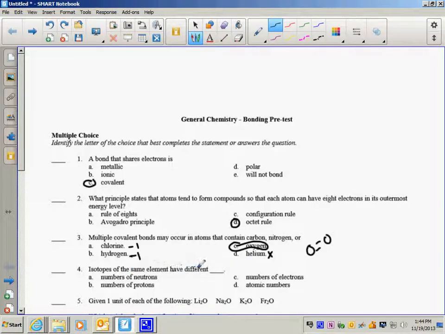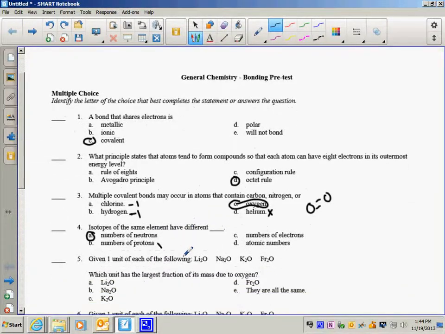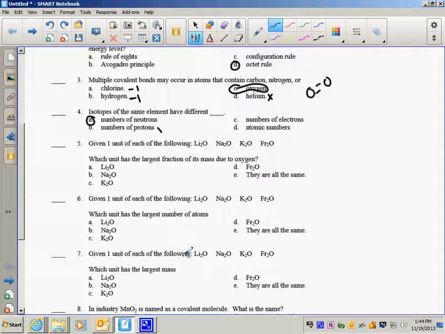Isotopes of the same element have different, this is a review question, same number of protons but different number of neutrons. There will be a few review problems from previous tests on the exam.